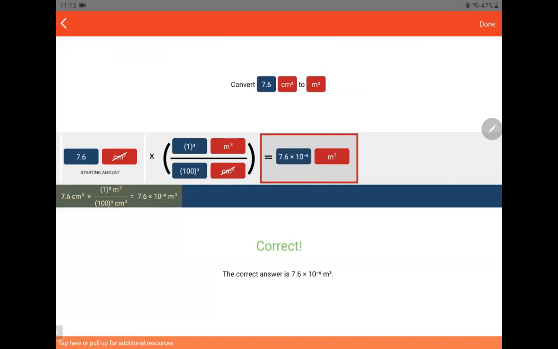There we go. So remember, cubed units are tough, but we can do it. What we do with the unit, we can do to the number, and also do that gut check. Does this answer make sense?